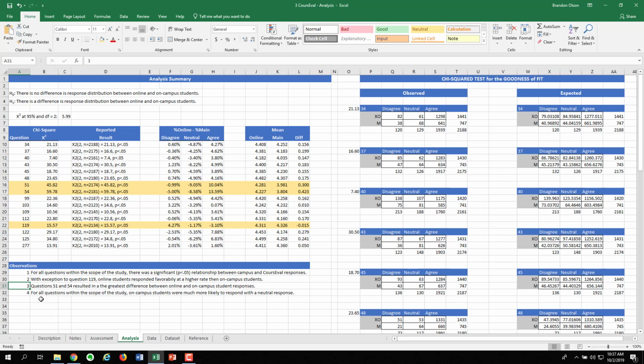Observation number 3 notes that questions 51 and 54 resulted in the greatest difference between online and on-campus students' responses. And observation 4, for all questions within the scope of the study, on-campus students were much more likely to respond with a neutral response compared to online students. Online students, therefore, must be responding more agree or disagree and to a lesser extent with a neutral response. So these are the results of the analysis.